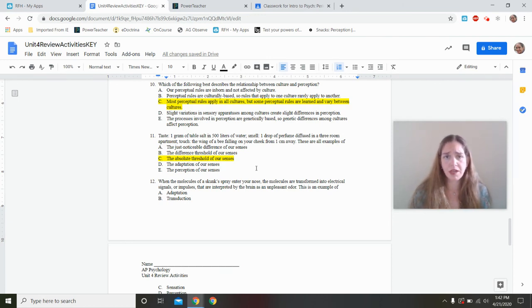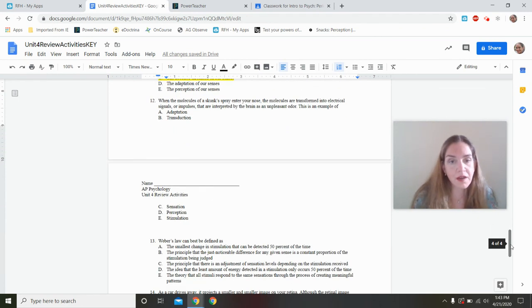Now, the difference threshold or just noticeable difference is going to be proportional to the intensity of the stimulus. So if the stimulus is very loud to begin with, you're going to have to turn it up a lot in order to notice a change. If it's very, very quiet, you only have to turn it up a little bit, a little click, to notice a change. This is what is known as Weber's law.